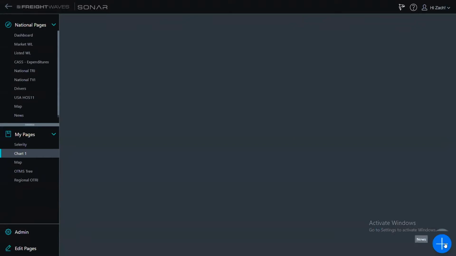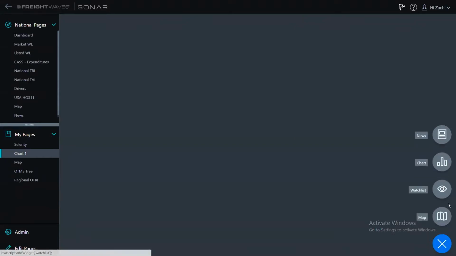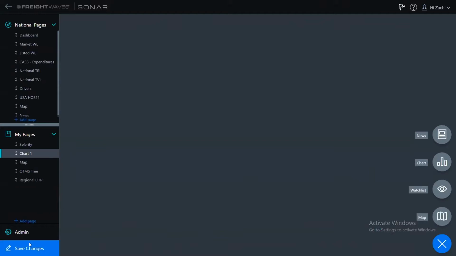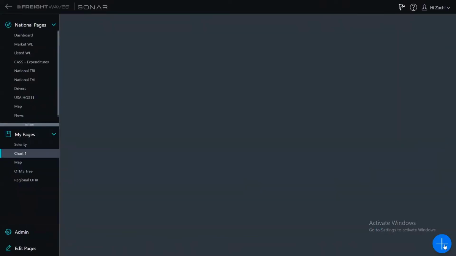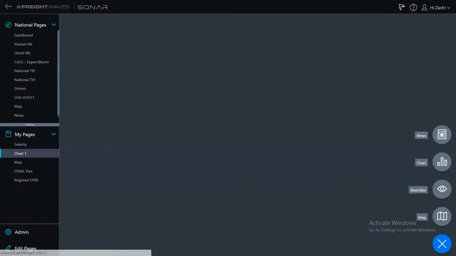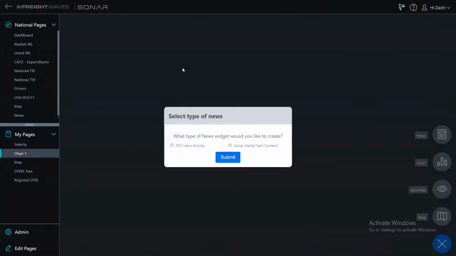I'm going to clear that out. I'm going to go ahead and show everybody how to build one of these. So when you add your pages and hit add page, it'll pull up one of these blank screens. Then you go over here to the plus button, open this up, and you see the news, and you click on that. Then it's going to pull up this thing that says select type of news you want.